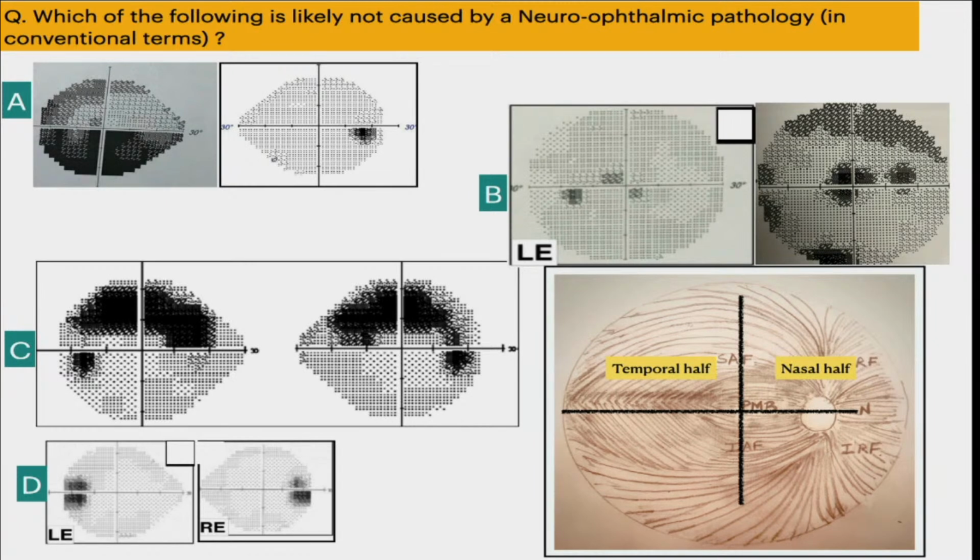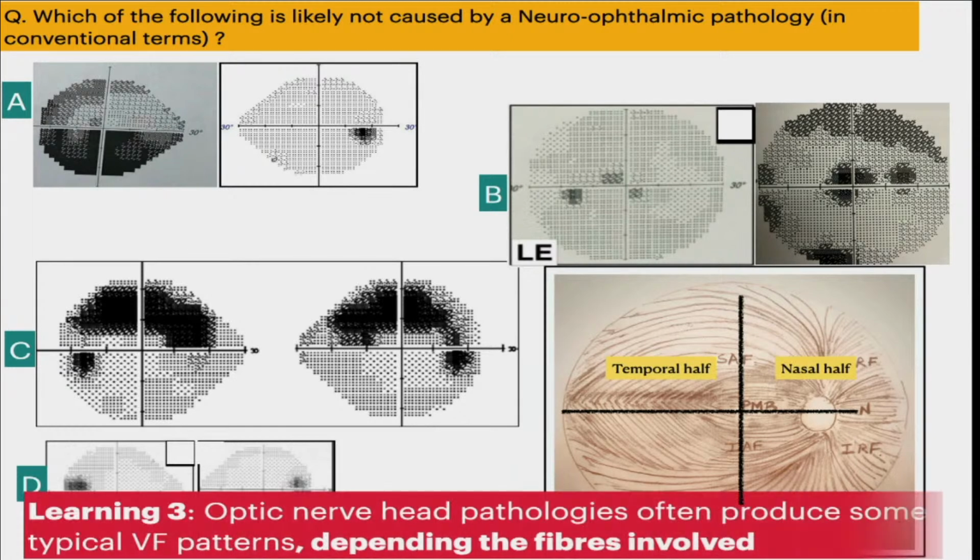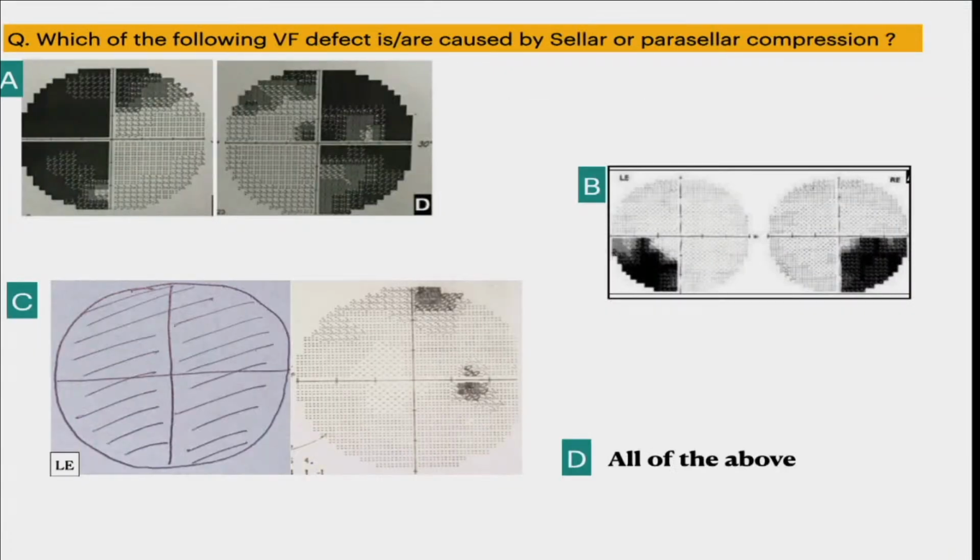And the last one is obviously an enlarged blind spot seen in papilledema. So you may have some typical visual field patterns depending on the fibers involved when you are actually dealing with optic nerve head pathologies. So these are some of the things.